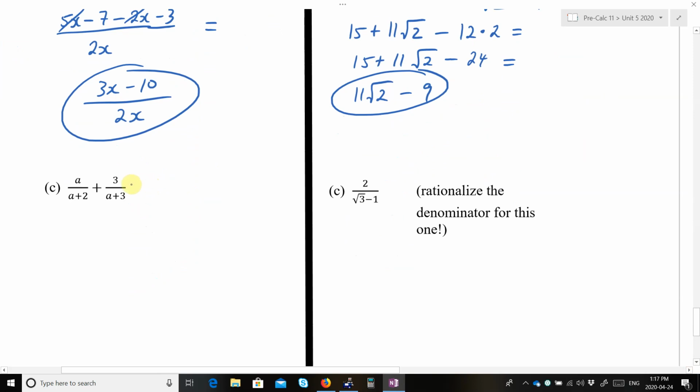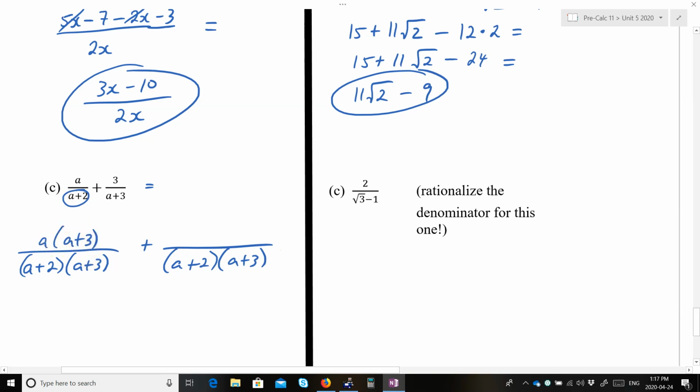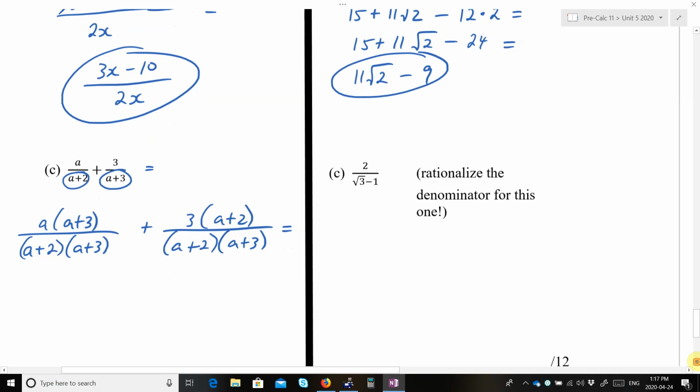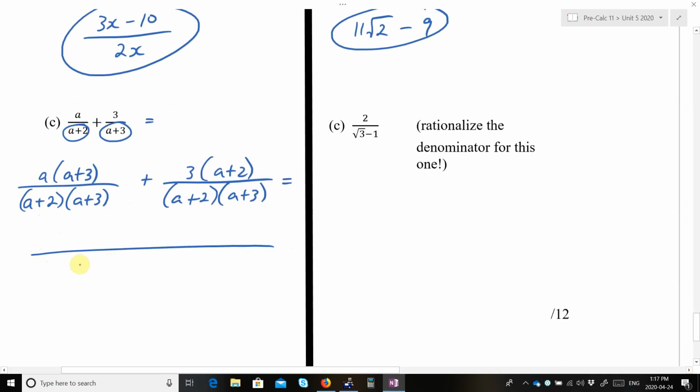And letter C, adding fractions, so we need a common denominator. We need something that a plus 2 goes into, but also a plus 3. So we need both of those factors multiplied together to get our common denominator. And notice this a plus 2 is multiplied by a plus 3, so I have to multiply the top by a plus 3. And then this a plus 3 was multiplied by a plus 2, so multiply the top by a plus 2. And now we have a common denominator.